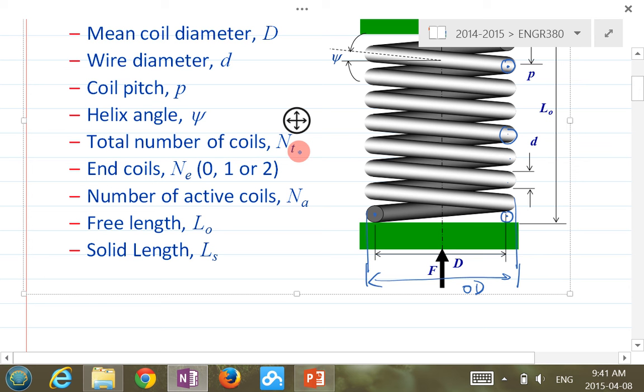So let me repeat again, because every time I see, you give me so many different numbers of coils. You need to be able to count. Give you this one here. How do you basically count the number of coils? So NT, okay, know how to count.